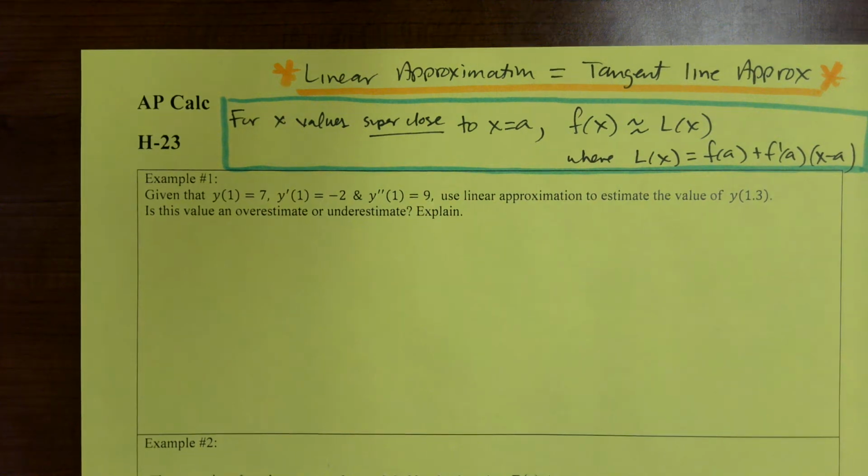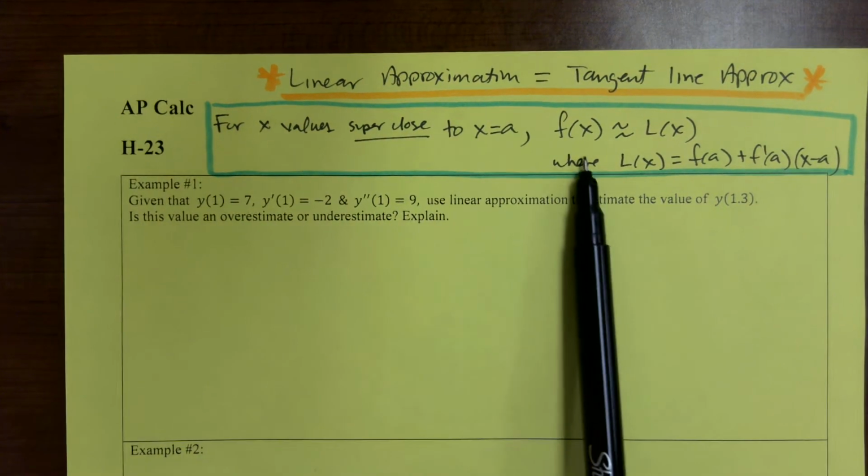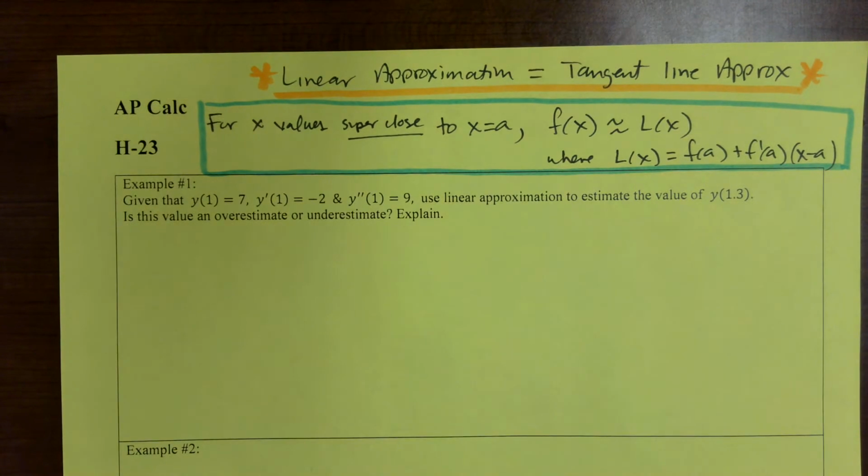Okay, so here's H-23. We're going to do something called linear approximation, which also means tangent line approximation. It's based off of this fact: for x values super close to x equals a, where a is some number, f of x is approximately L of x. L of x is the linear approximation because L of x is the tangent line. You'll see in a minute.